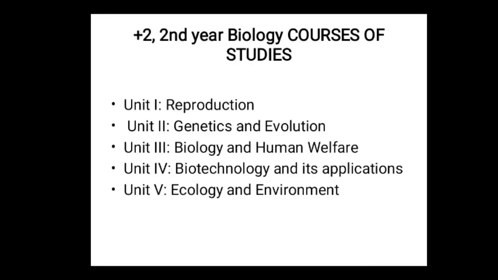Unit 5 is ecology and environment. In the ecology part, we discuss how organisms are related with their environment. Then the second part is ecosystem. There are different types of ecosystems present: water ecosystem, pond ecosystem, land ecosystem. So these are the ecosystem types. Then biodiversity and its conservation. There are some protection laws and some methods for conservation of biodiversity. These need to be discussed.